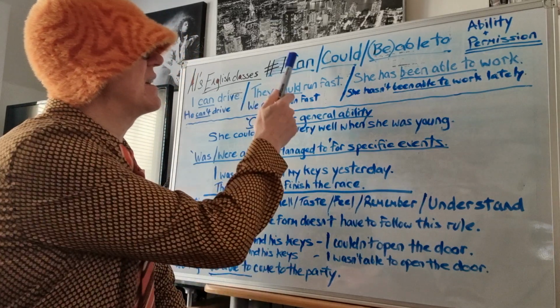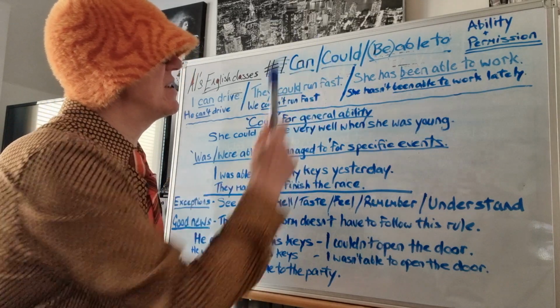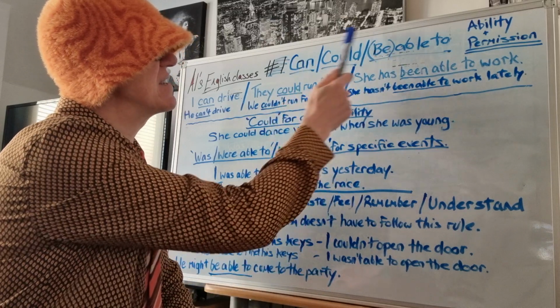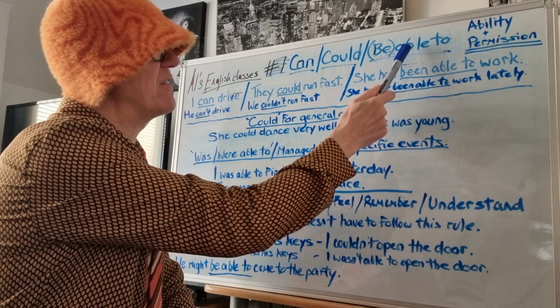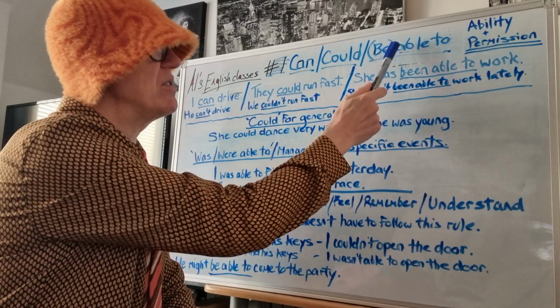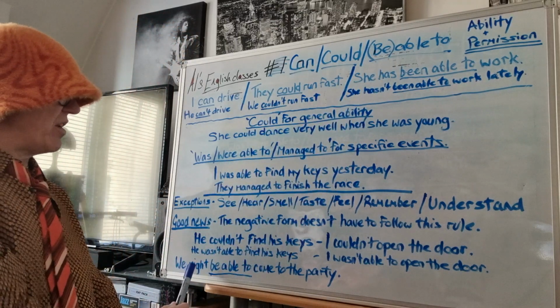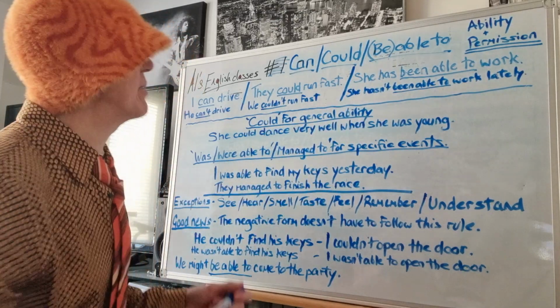Now, as I said, can is the present form, could is the past form, and be able to, the infinitive form. Can is the only modal verb with an infinitive form, and we use the infinitive form for perfect tenses and when we use other modal verbs. So let's look at the examples.